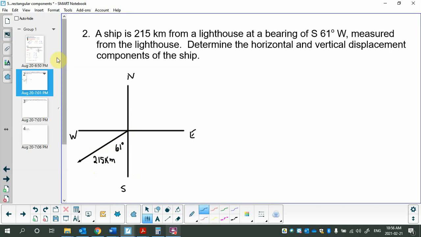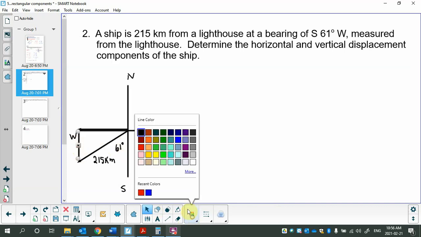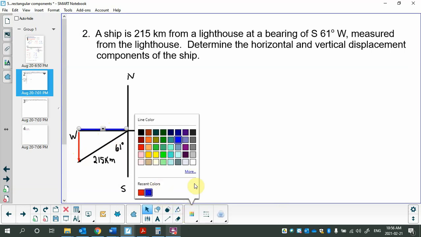And the length of this line is 215 kilometers. And we need to know this rectangular component, horizontal displacement, and this rectangular component, vertical displacement. So I'm going to name these something a little bit different. My red is the up and down, so I'm first of all going to make sure I color code things so that I'm consistent. Red is up and down, blue is side to side.